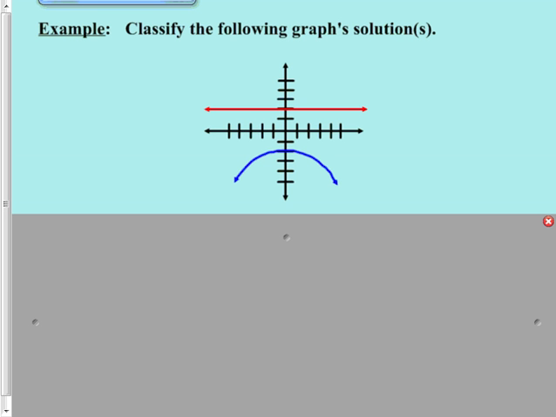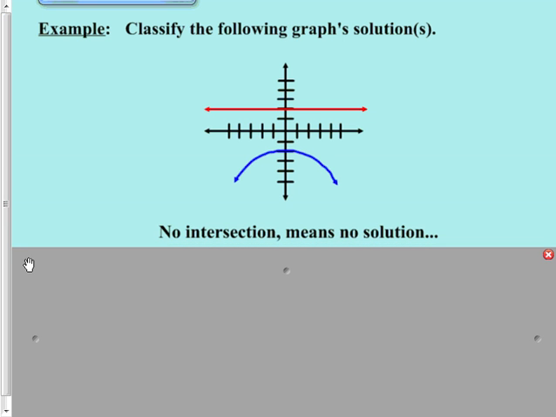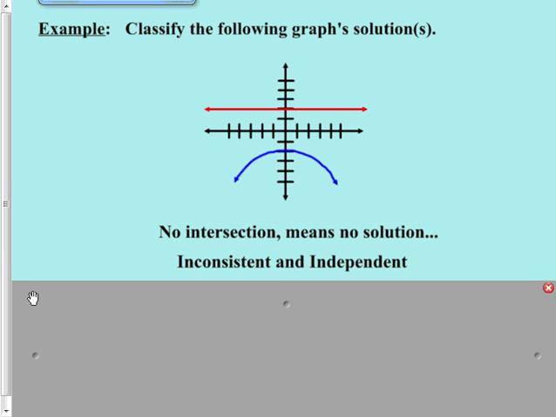How about this one? Do we have 2 distinctly different graphs? Yes, we do. Do the graphs intersect each other? No, they do not. So no solution, because they do not have an intersection. That is going to cause this system to be inconsistent, but it will still be independent because we did end up with 2 different types of graphs.